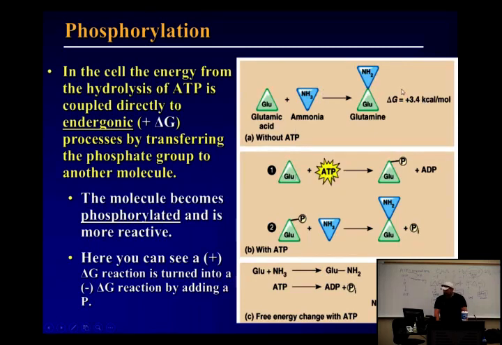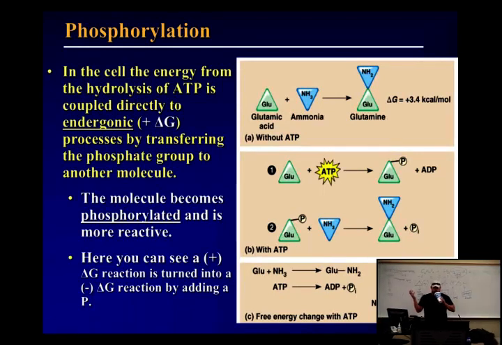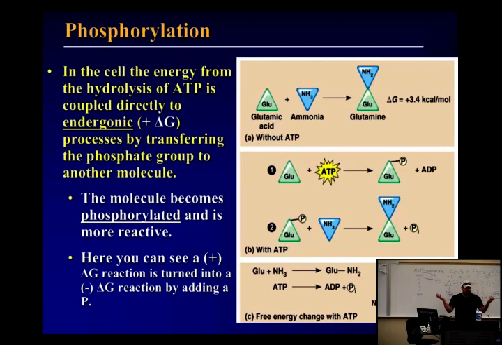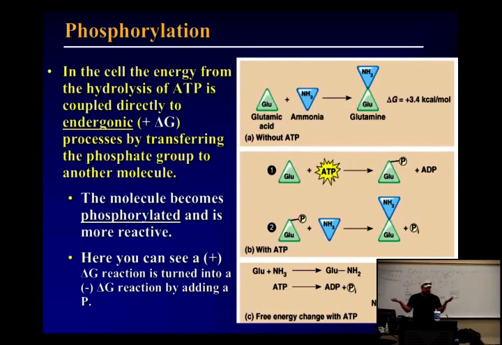So you have to synthesize this amino acid, and the delta G for this reaction, adding glutamic acid to ammonium, is plus 3.4 kilocalories per mole. Would that reaction ever happen? Delta G is plus 3.4. Would gasoline ever just ignite by itself? So this would never happen. So how do we get it to happen?